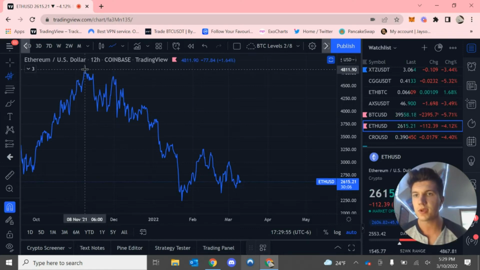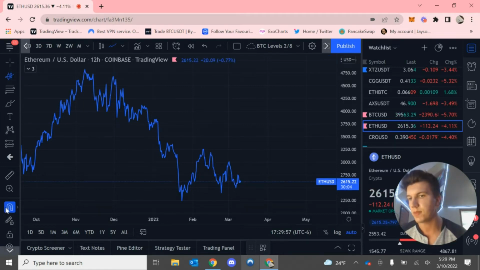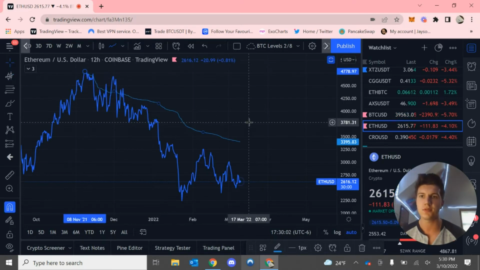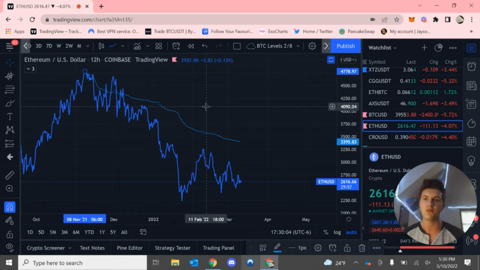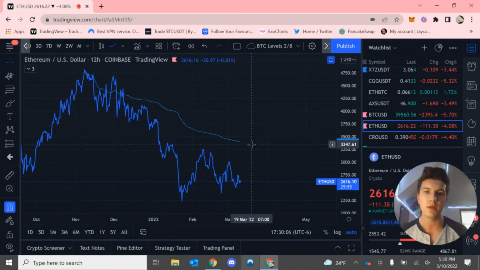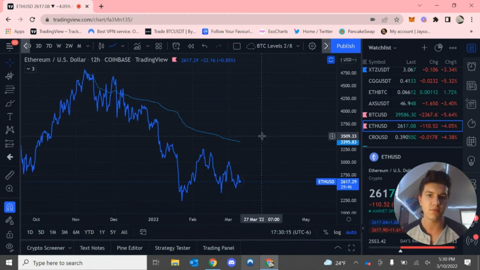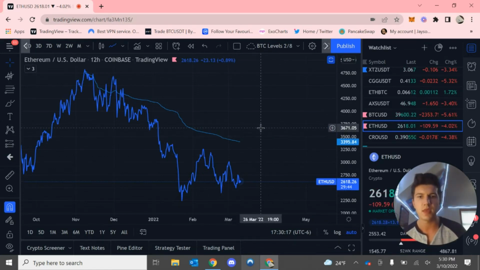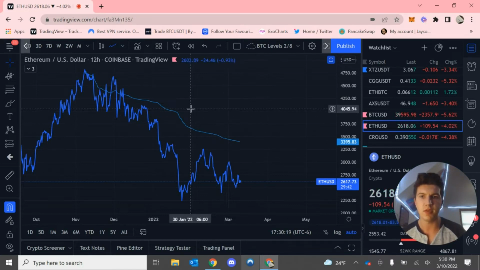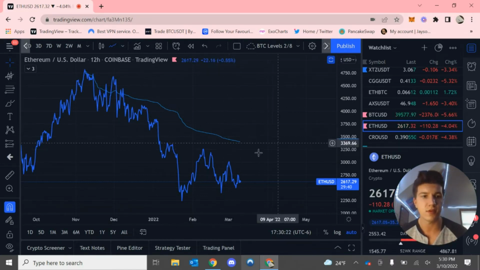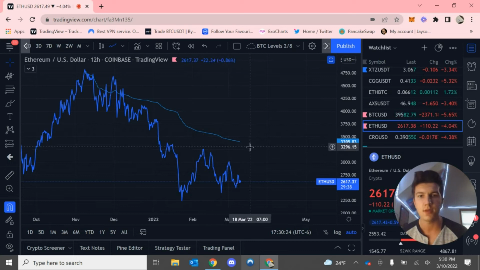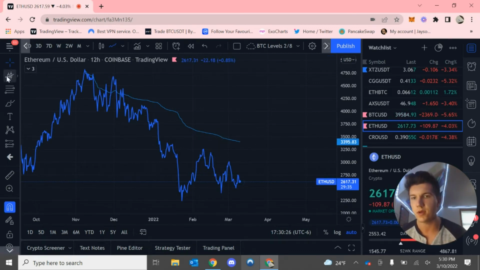You can just click on this magnet tool, come up to the highest point right here and click on it, and it will automatically draw out the anchored VWAP. Now this can be looked at as resistance. And what's nice about the VWAP is that it automatically updates as price continues. So that will just be a continued resistance in this case, as the VWAP is above price.